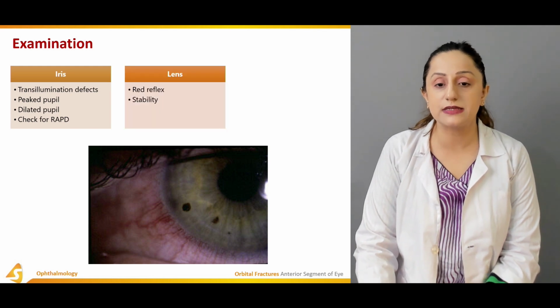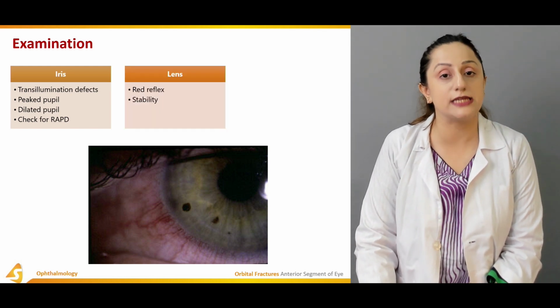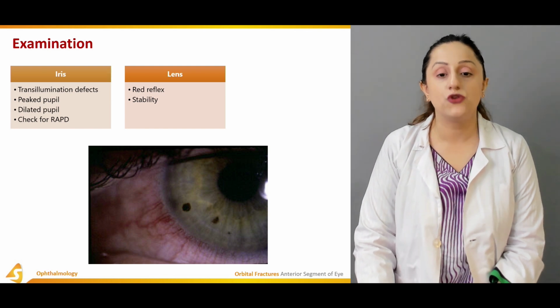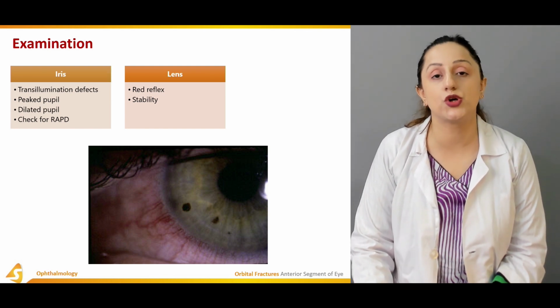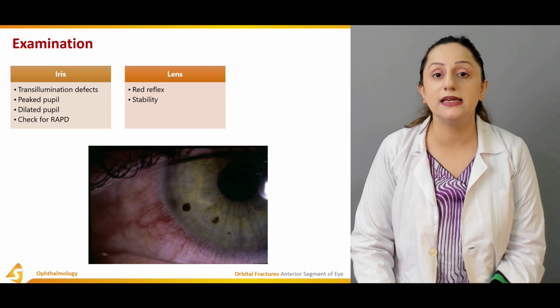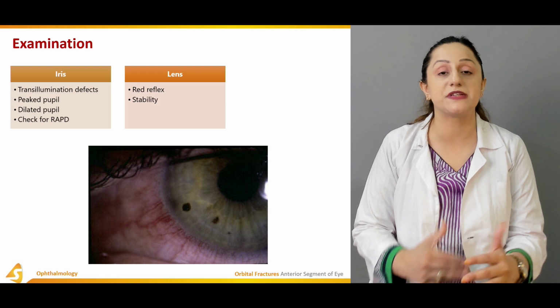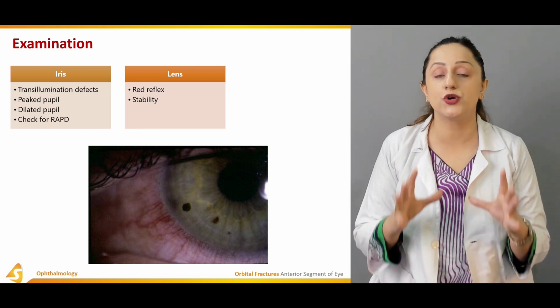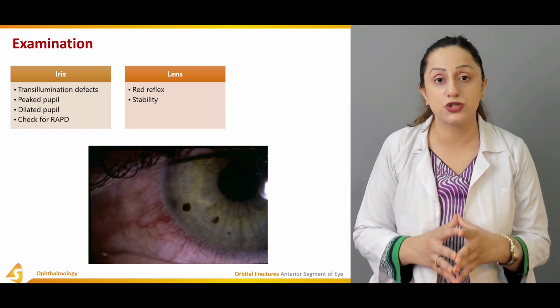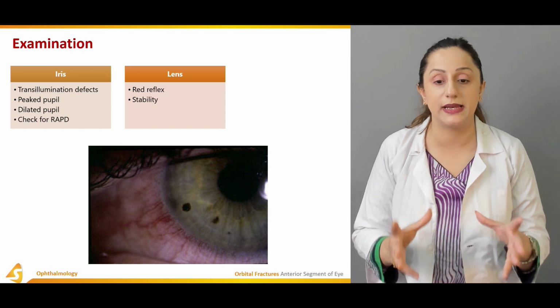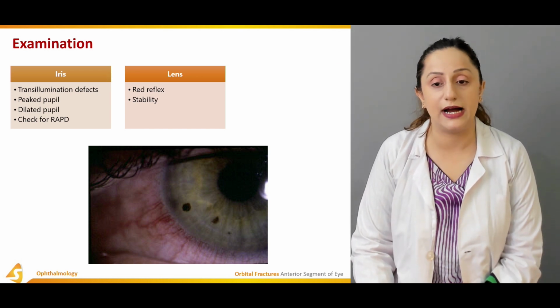The lens defects are very important. The lens subluxation can be noted at this level. Red reflex, if it is absent, is going to indicate the cataract in the particular patient. Stability of the lens is very important, because if it's subluxated, it's not going to be stable, or it is not going to be found in the particular place around the iris.